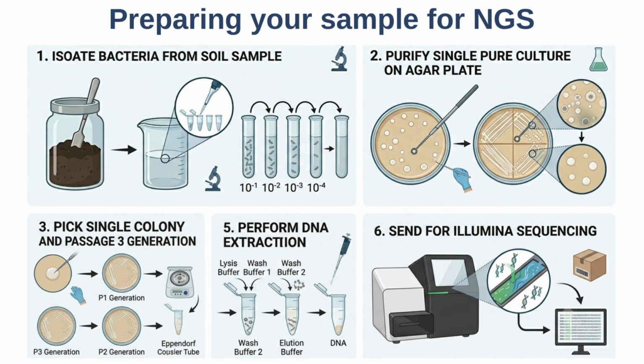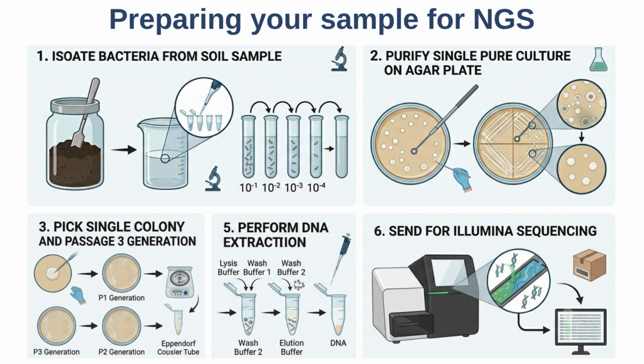Next, let's talk about the key steps involved in preparing a bacterial sample for whole genome sequencing, or WGS. The first step is isolation of bacteria from the original sample. These samples may come from soil, water, food, clinical specimens, environmental surfaces, or other types of matrices, depending on the research objective. The second step is to obtain a pure bacterial culture.